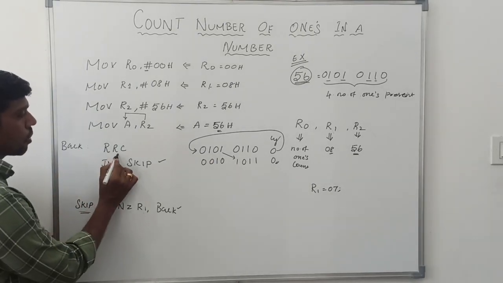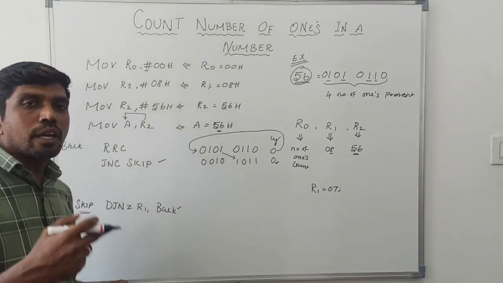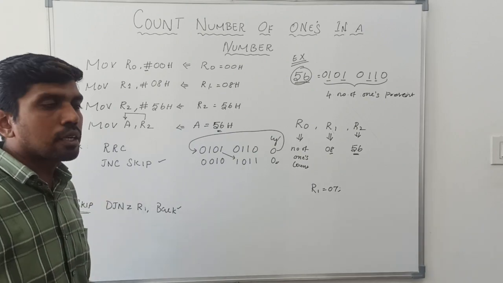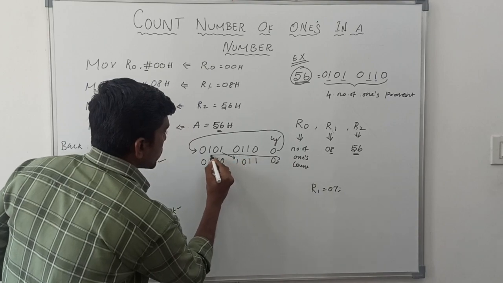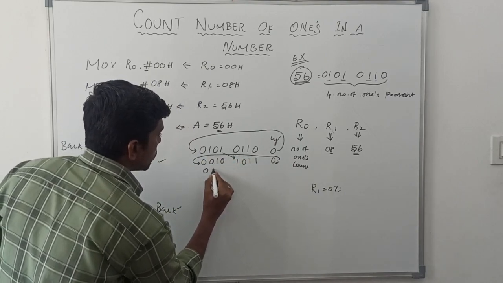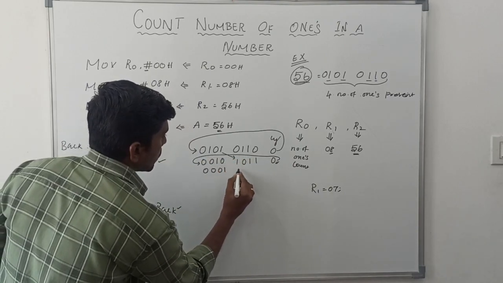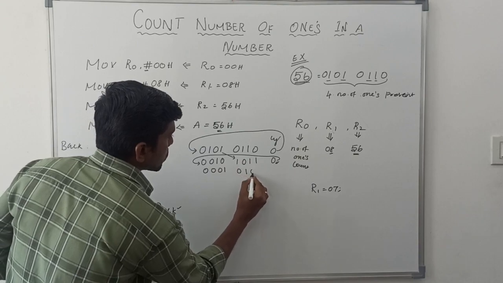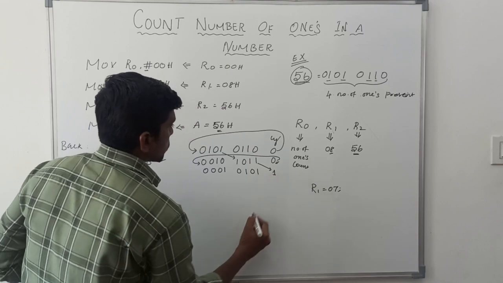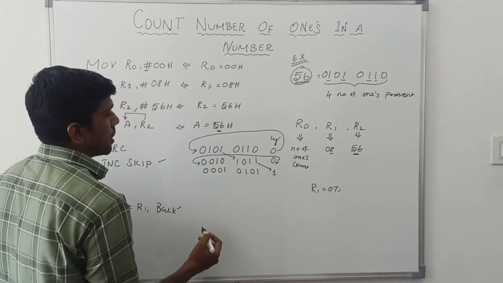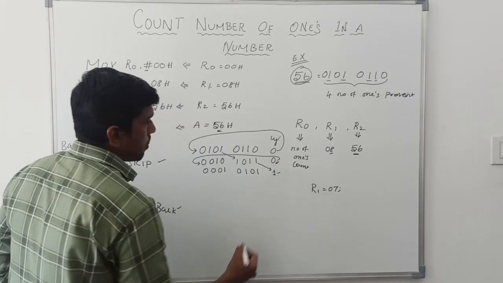Here the instruction is RRC. Once you rotate the accumulator content in the right direction through carry, this 0 is transferred here, giving 0 0 0 1 0 1 0 1. This 1 is transferred to the carry. So after one more rotation in the right direction, the carry value is set to 1.